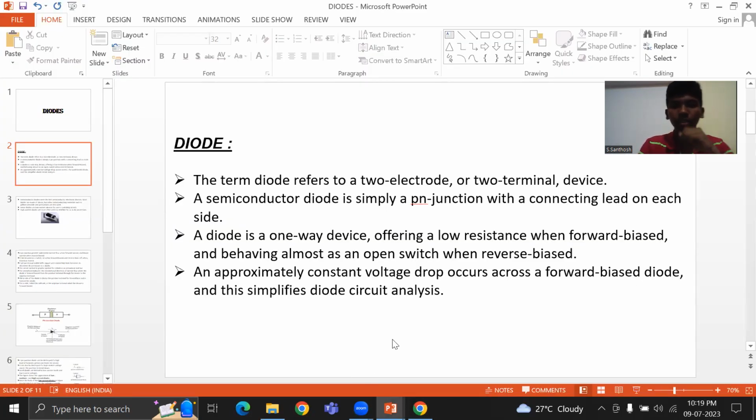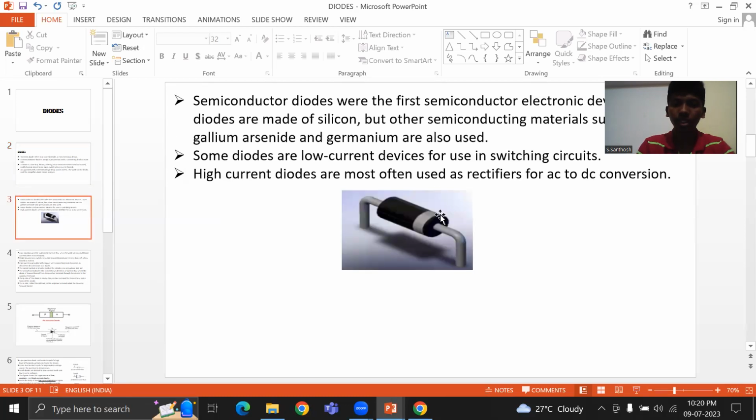And this is what is given over here also, that an approximately constant voltage drop occurs across a forward biased diode, and this simplifies diode circuit analysis. And whatever diagram or picture you're seeing over here, this is how the diode will really look.